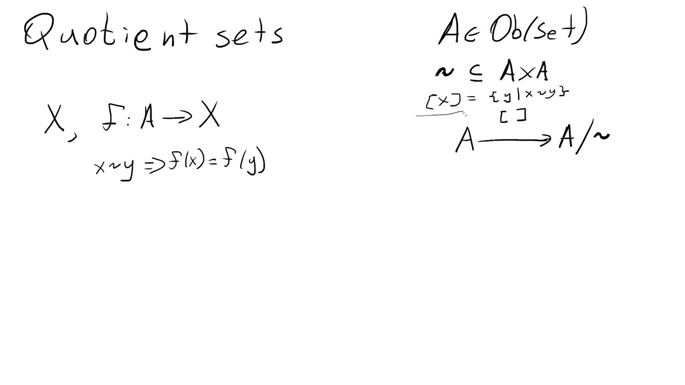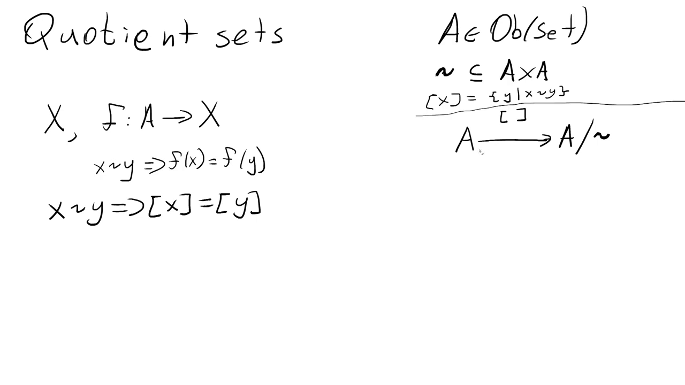Let's separate this. So you have this morphism from A to A slash tilde. Now, you probably see where I'm going with this. A slash tilde is a universal object for this property because, first of all, it satisfies the property. If X is related to Y, then the equivalence class of X and the equivalence class of Y is the same. So it satisfies the property.